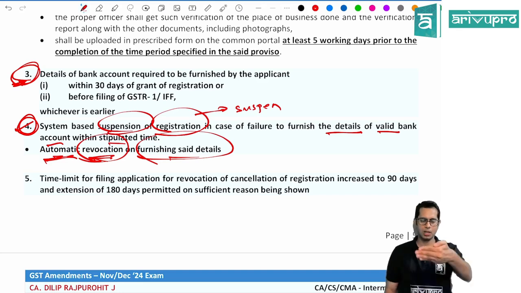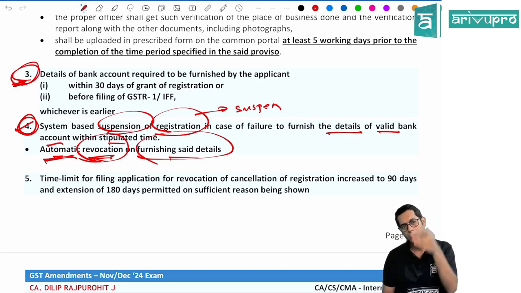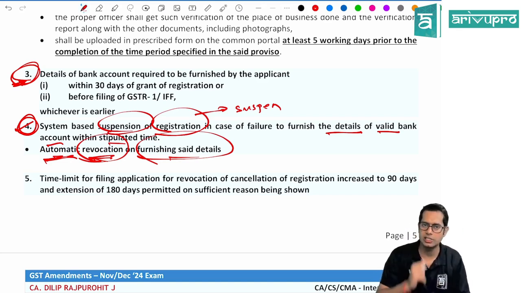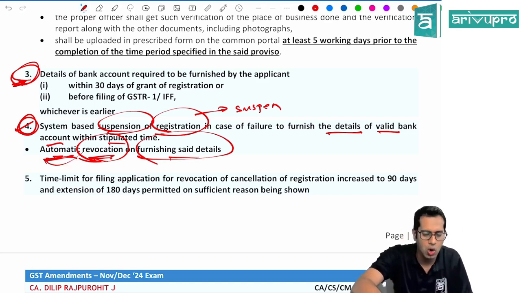Meaning, within the time limit, if you don't upload bank account details, your registration will no more be active. But once you upload those details, your registration will become active automatically. You don't have to do anything.